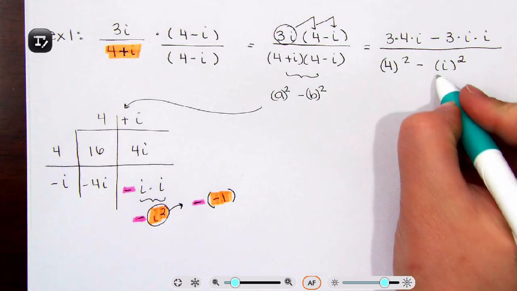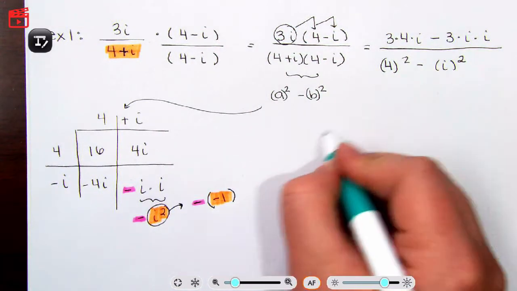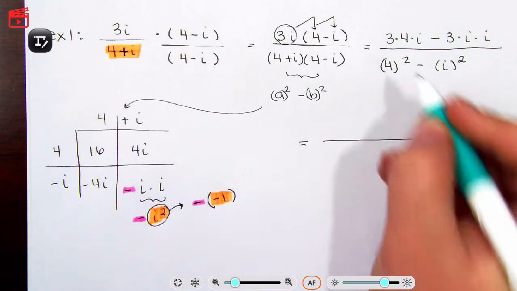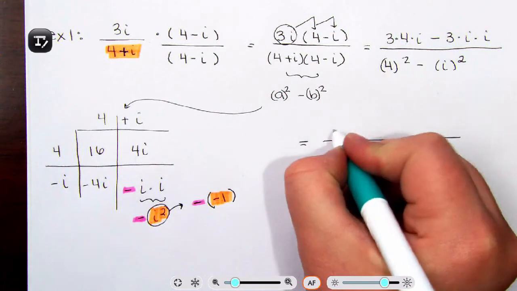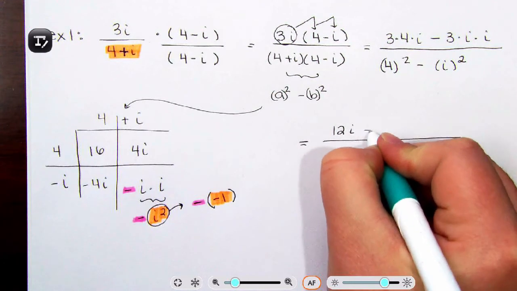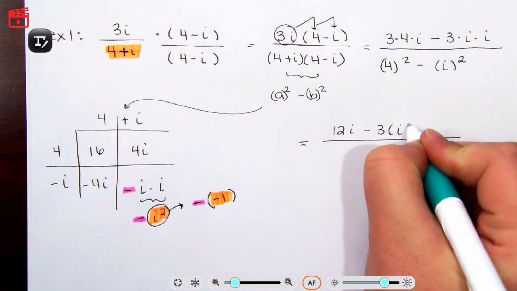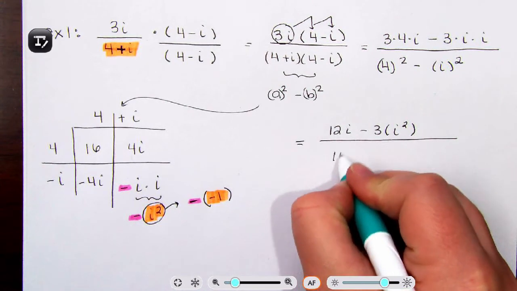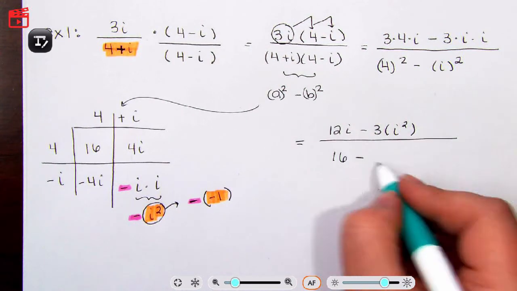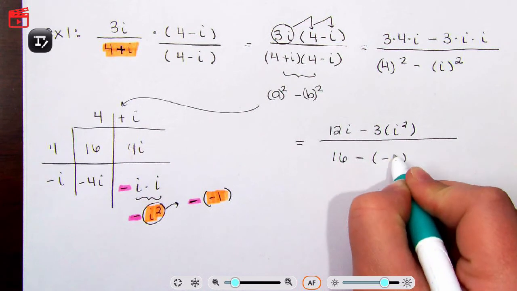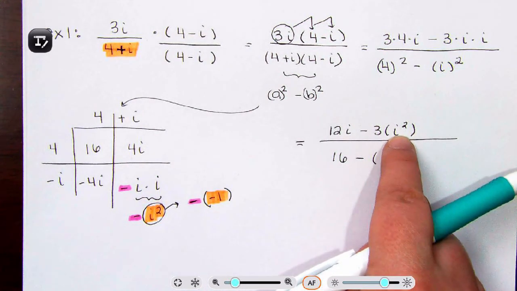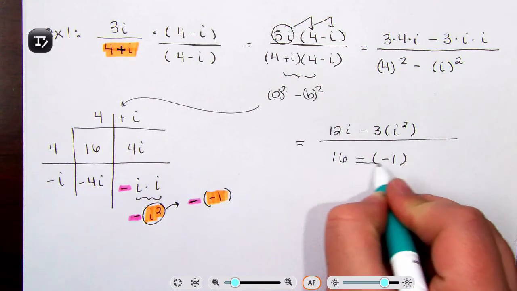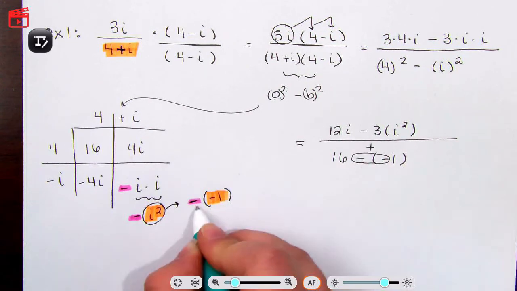So when we do this here, let's go ahead and shift this. I'm going to rewrite the fraction one more time. In our numerator, we have 3 times 4, which is 12, minus 3, i times i, which is i squared. I'm going to put that all in parentheses. In our denominator, we're going to have 16 minus, and again, i squared is negative 1. I also have an i squared in the numerator. We'll change that in a little bit. That means a negative and a negative make a positive. Same thing here.